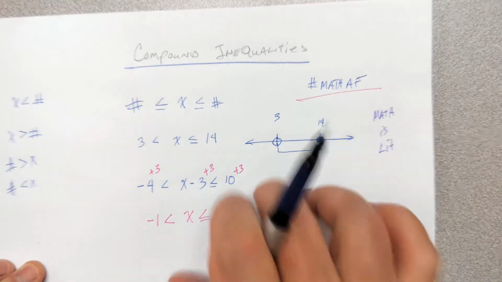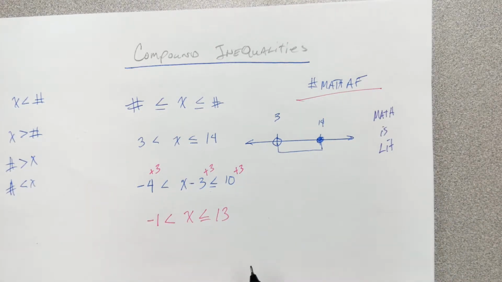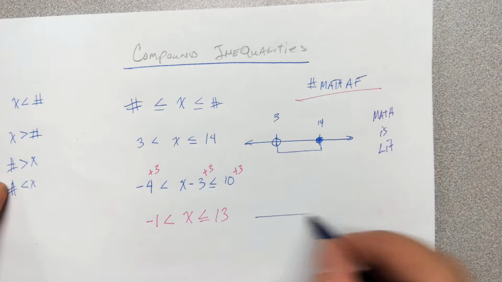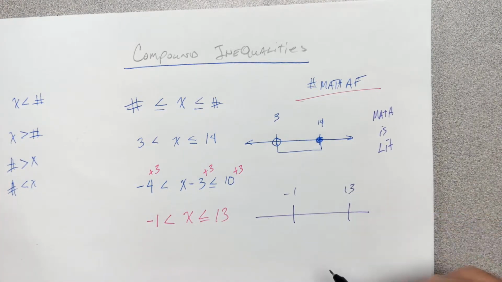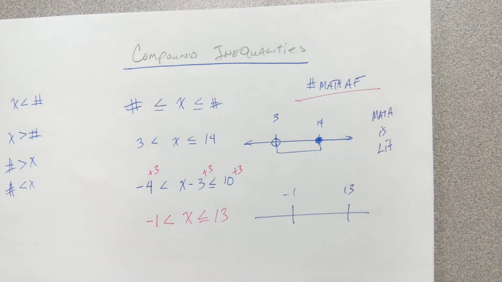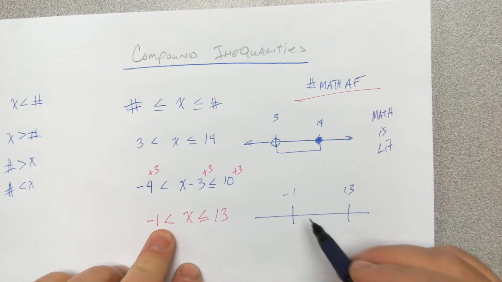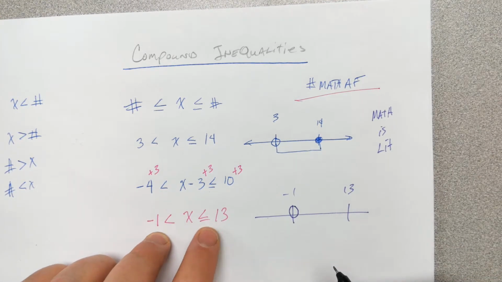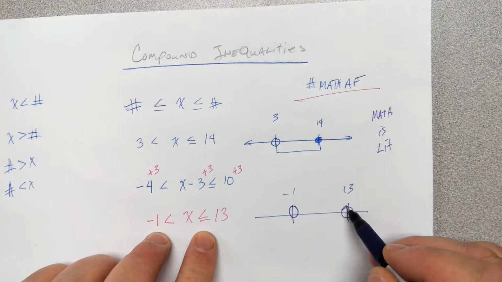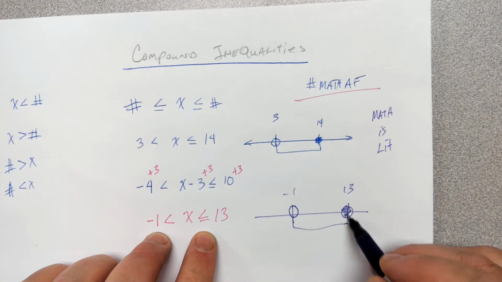Okay. So let's try a couple of these together just to show you some of the tricky things. So, two numbers, right? Negative 1 and 13. Is that good so far? And then for here, we're going to put the circle, right? And then for here, we're putting the solid dot. And it's everything in between.